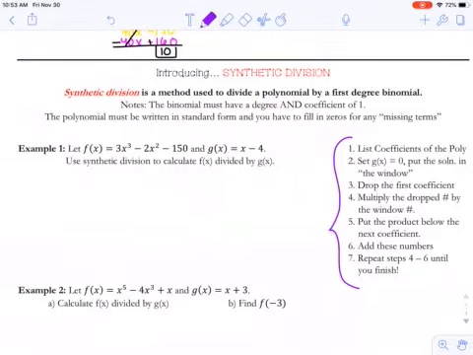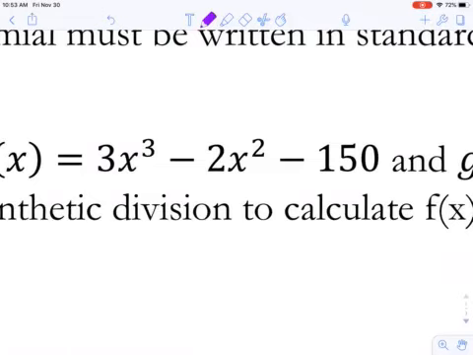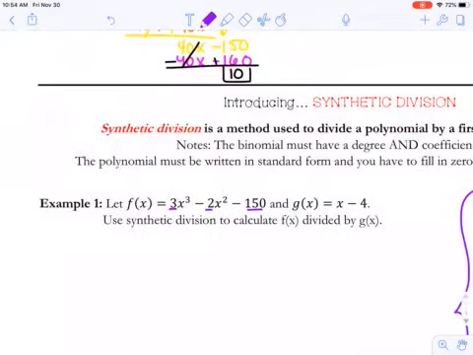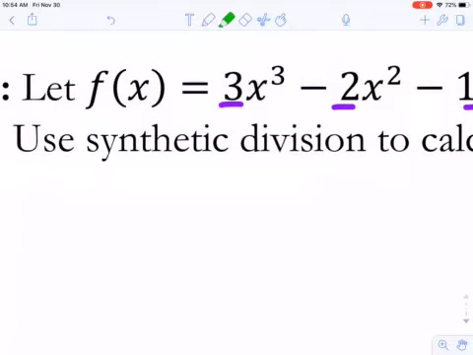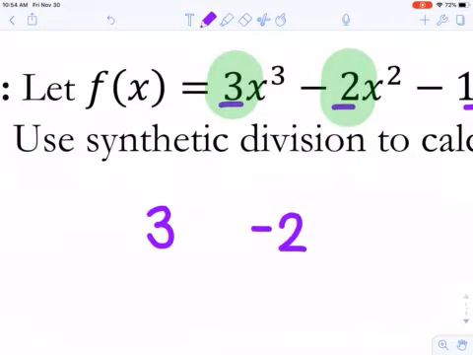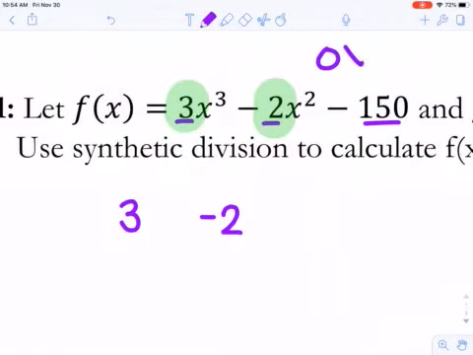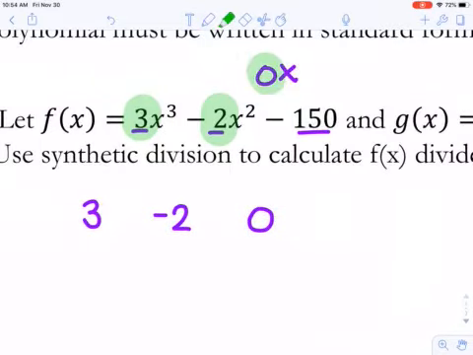So my first step, guys, is to list out just the coefficients of every term of the polynomial that we are going to divide. So the first coefficient is 3, then negative 2. So I'm just going to leave a little space and write a negative 2. Don't forget that there is that 0x, so we do have to put in a 0 for the x term. And then finally, we got the minus 150, so negative 150.